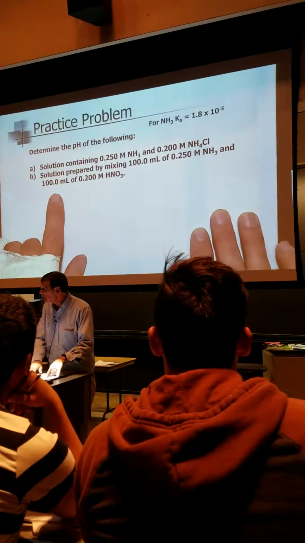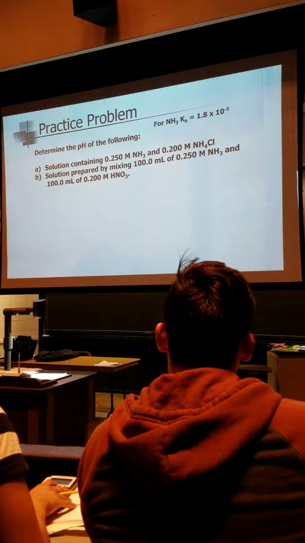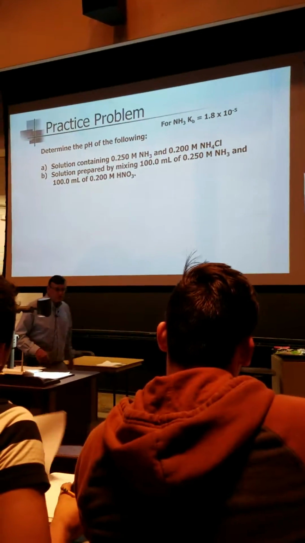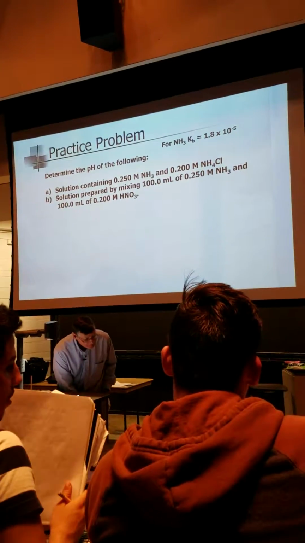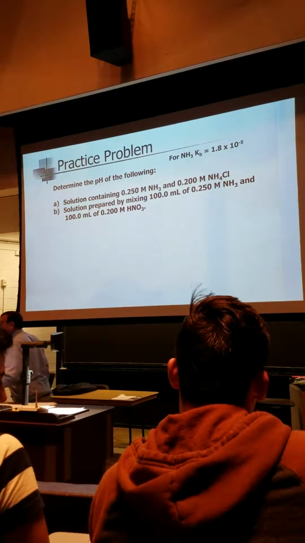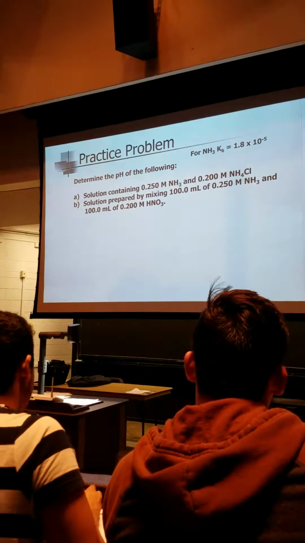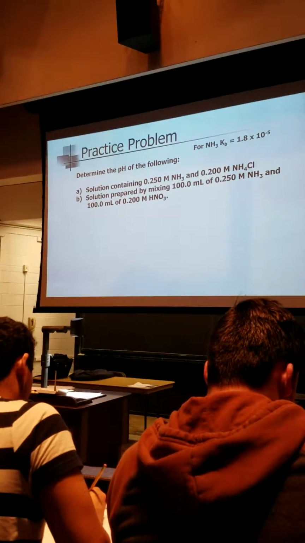Now, go back to this part B. We mix and prepare the solution, mixing 100 milliliters of 0.25 molar ammonia with 100 milliliters of 0.2 molar nitric acid. So again, you ask yourself, what do you have here? You have a weak base, ammonia, and nitric acid, a strong acid. So the nitric acid, HNO3, that's basically what you have.